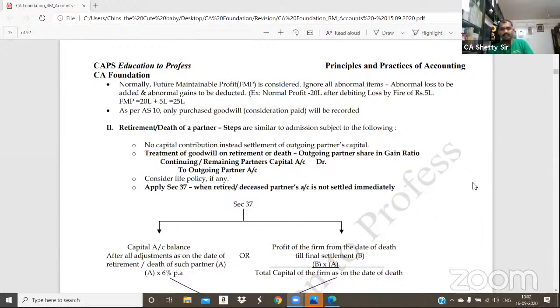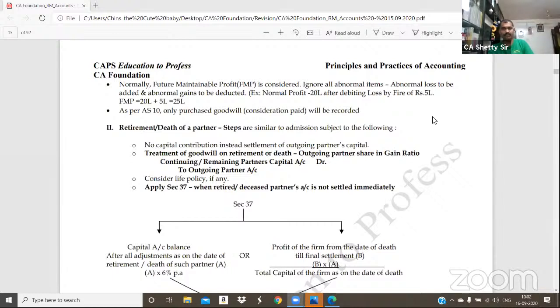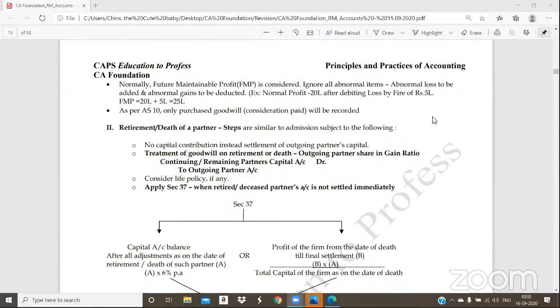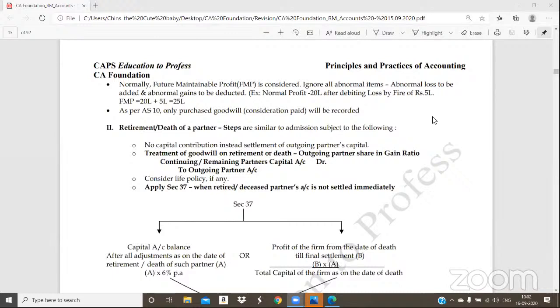How much is the value of the business? 750. Value of the business is 150 lakh divided by 20%, which is 750, minus closing capital employed. How much? 600. Goodwill is equal to 150 lakh.